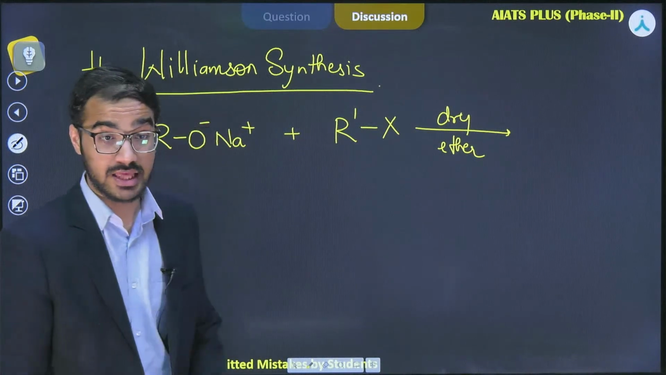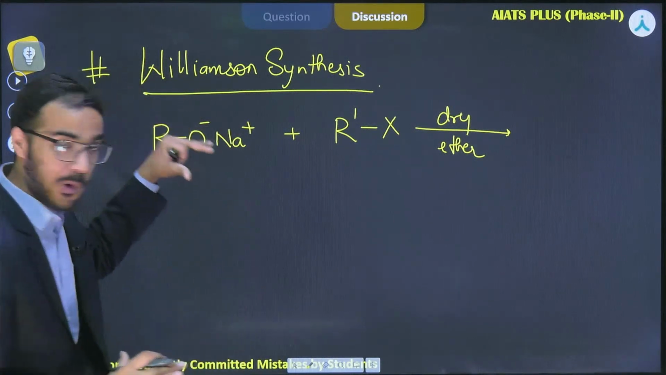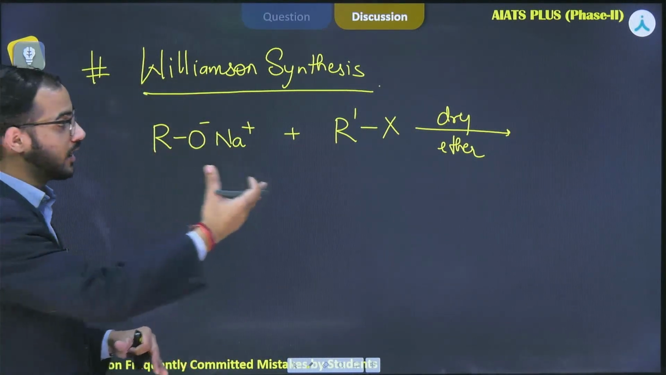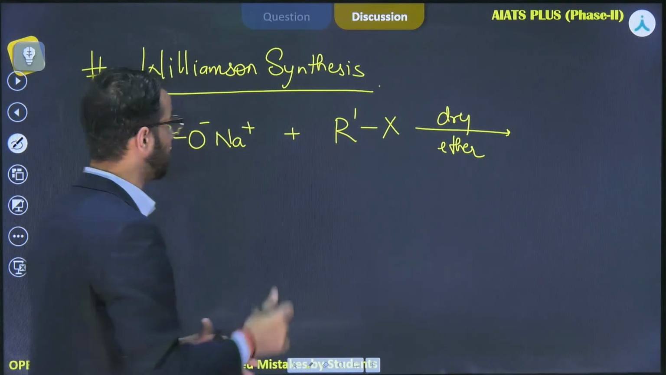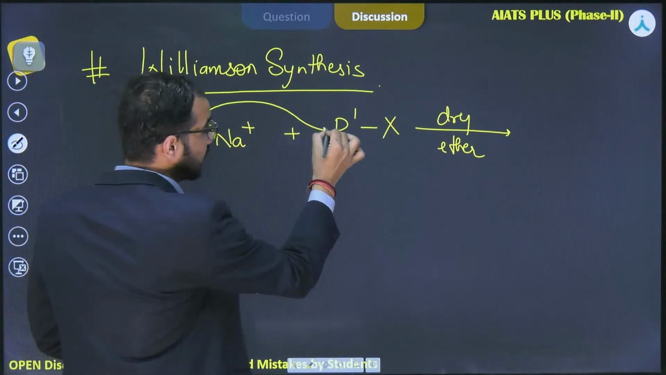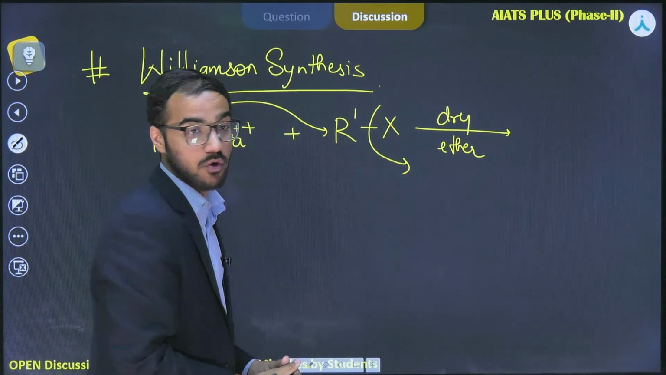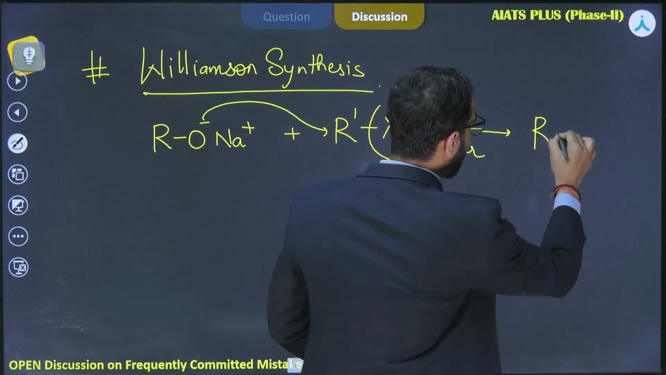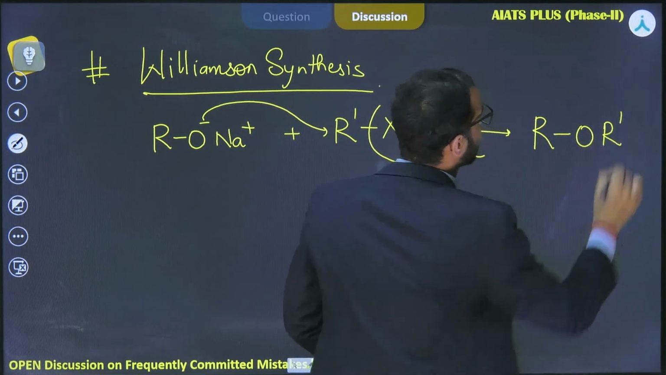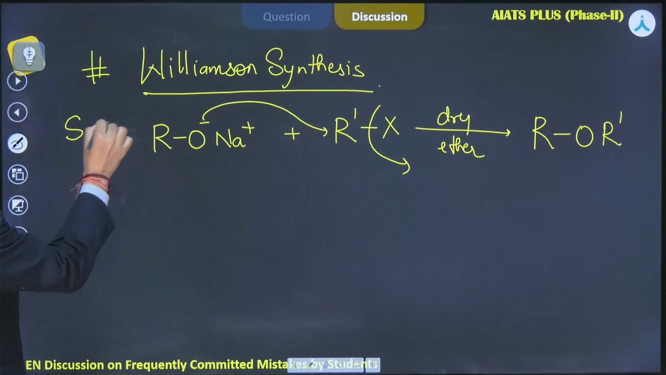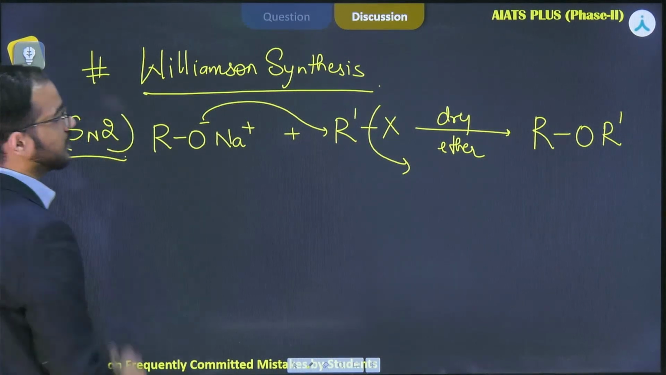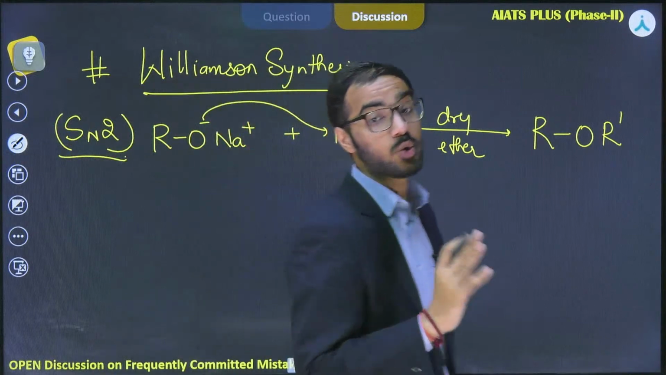So what will be the case? Now, always remember, the O negative will attack the antibonding orbital of carbon and halogen. So what will you get? The X will be removed, and the product is ROR dash. We can say that this reaction is SN2, or I can say that the reaction follows the SN2 mechanism.